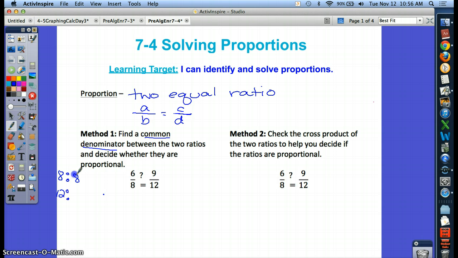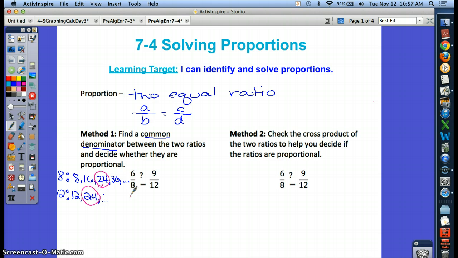So 8 times 1 is 8, 8 times 2 is 16, 8 times 3 is 24, 8 times 4 is 32, and let's see if that's enough. So 12 then, 12 times 1 is 12, 12 times 2 is 24. I actually can stop there because I already see my overlap. My lowest common denominator that I can get for 8 and 12 is going to be 24.